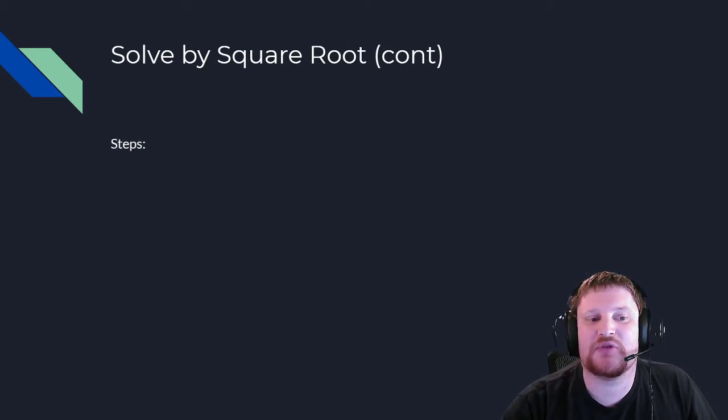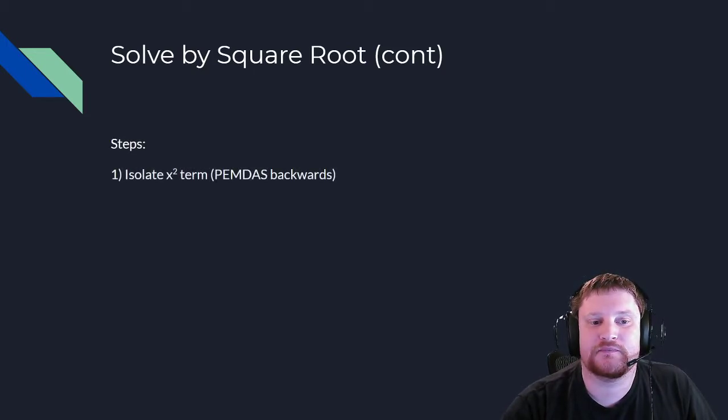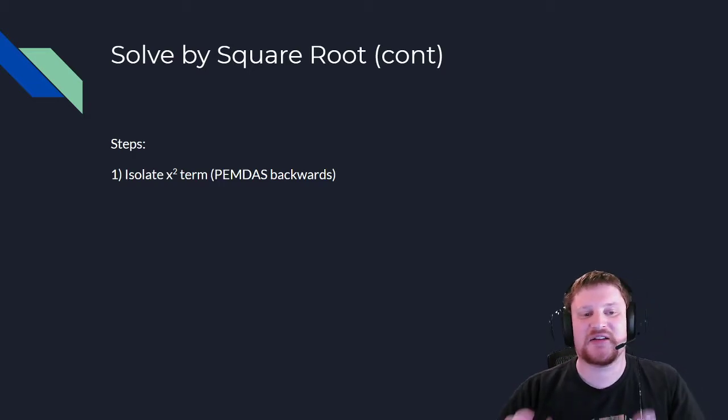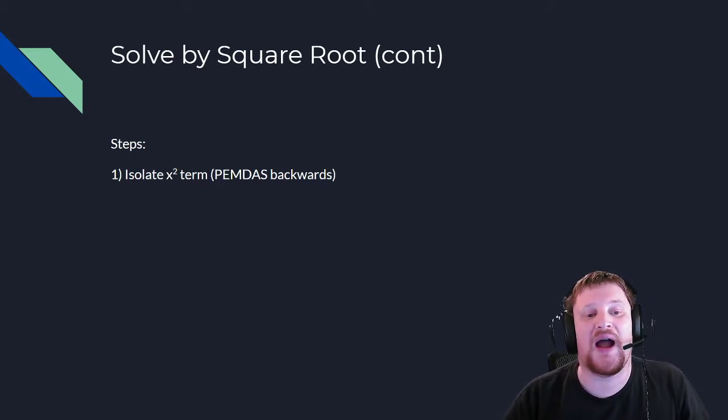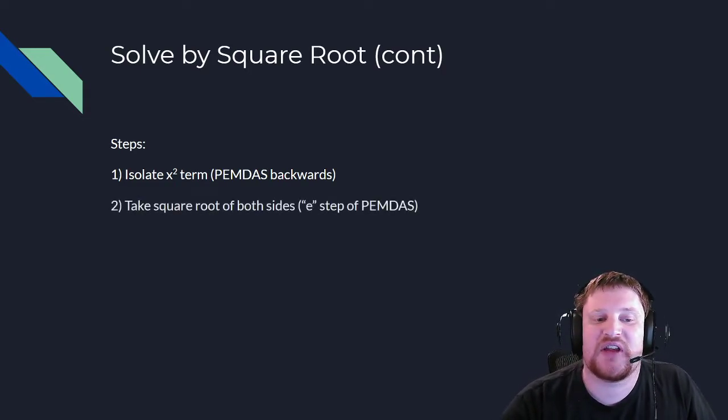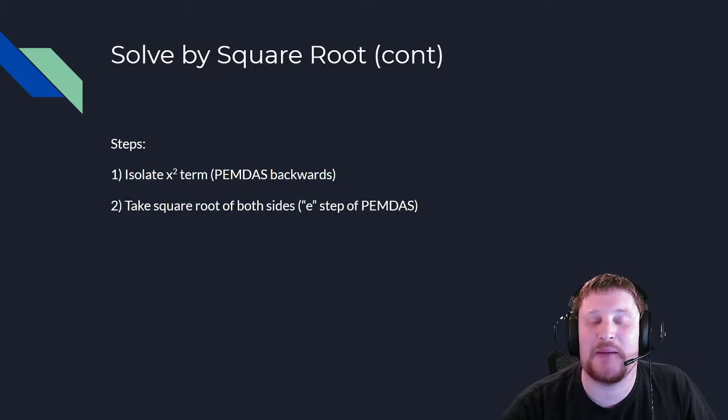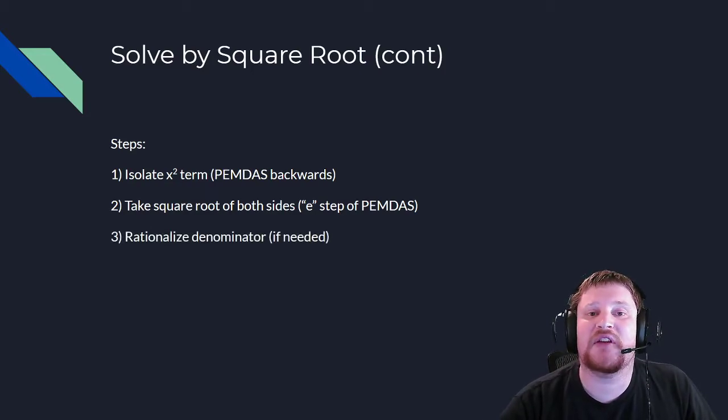So, the steps are relatively straightforward. You want to get your x squared term all by itself, or isolate it. In order to do that, you're going to work through PEMDAS backwards most of the way. Your second step is to take the square root of both sides. That's that E step of PEMDAS. If you have a square root in the denominator, you need to rationalize it.